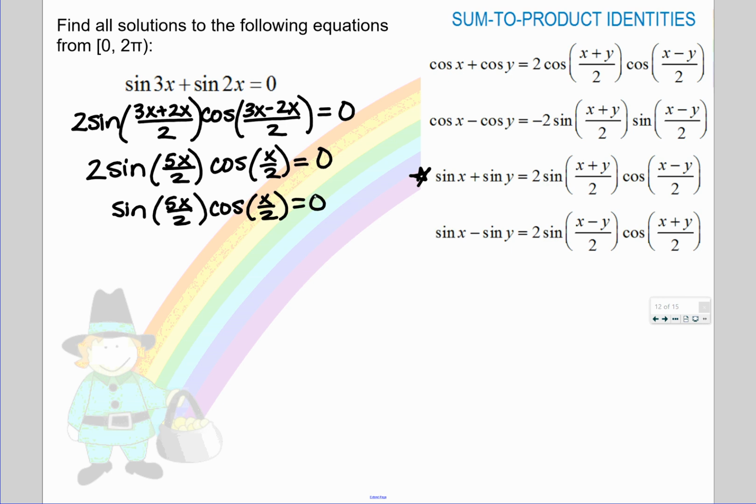Okay, so I change it into a product. Two things that are multiplied together equal to 0, one or both of them equal 0. So now we split it into the two pieces. So either sine 5x over 2 equals 0, or cosine x over 2 equals 0. So each of those is like its own little mini problem now.